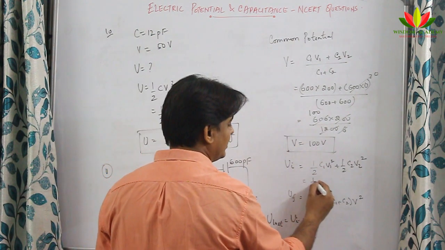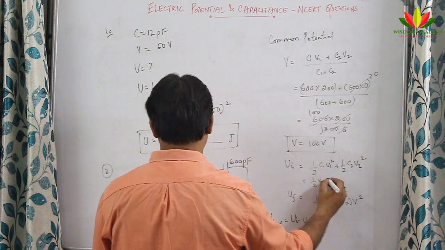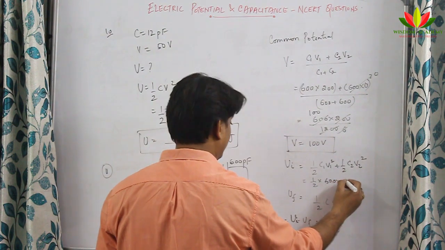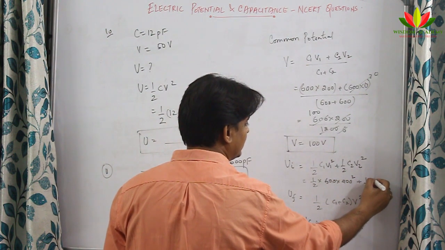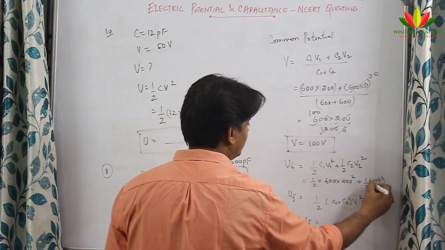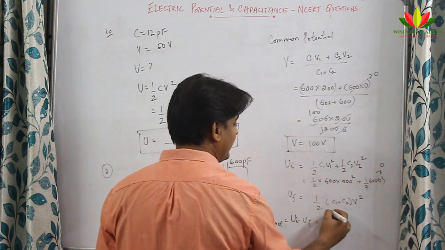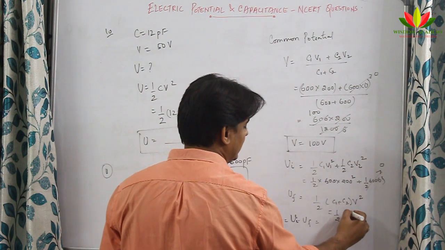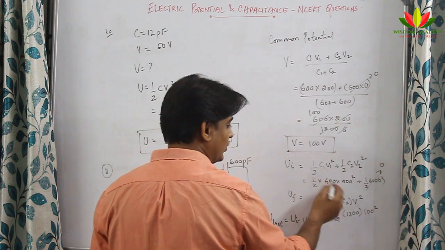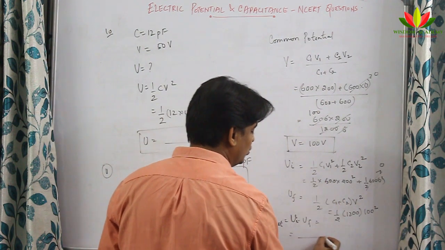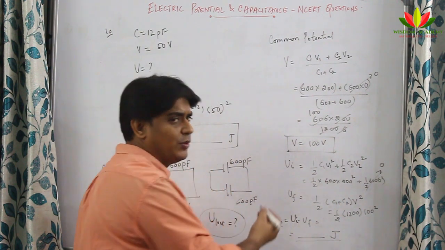If I put the values here, half into C1, which is 600, V1 is 200 square, plus half 600 into 0 square. This term will become 0. In the same way here, half, if you add both, it will become 1200, and V is 100 that we have found, square. When you solve these two and subtract, that much joule will be the energy lost. Please do it by yourself.